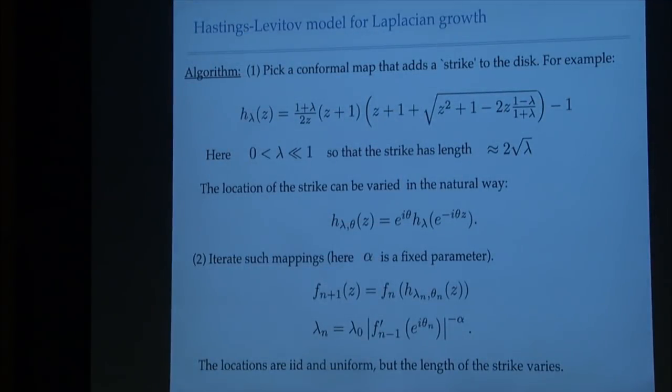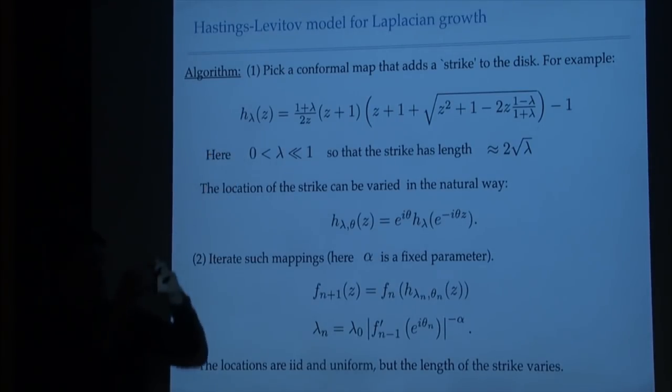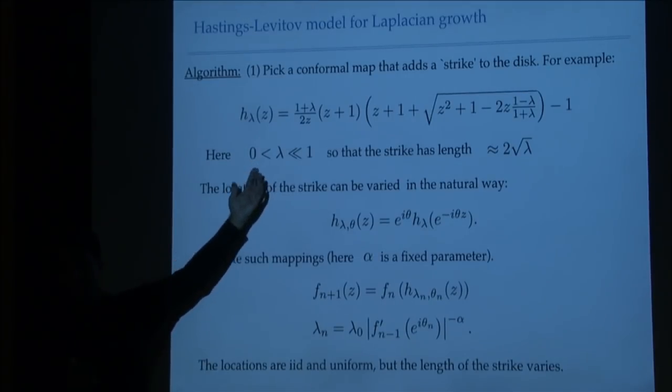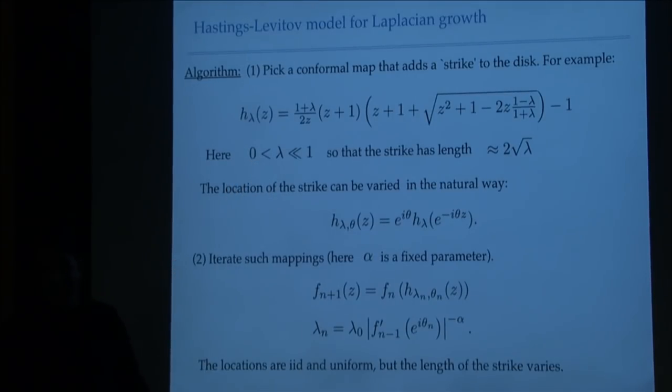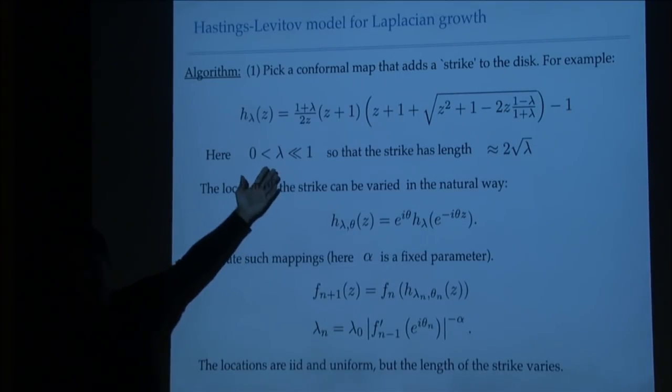So you pick a basic conformal mapping. This is an exact formula for the mapping on the exterior domain, which adds a spike. It's something which you look up. That mapping adds a spike. And this mapping has a parameter in it, which is like the length scale of the spike.